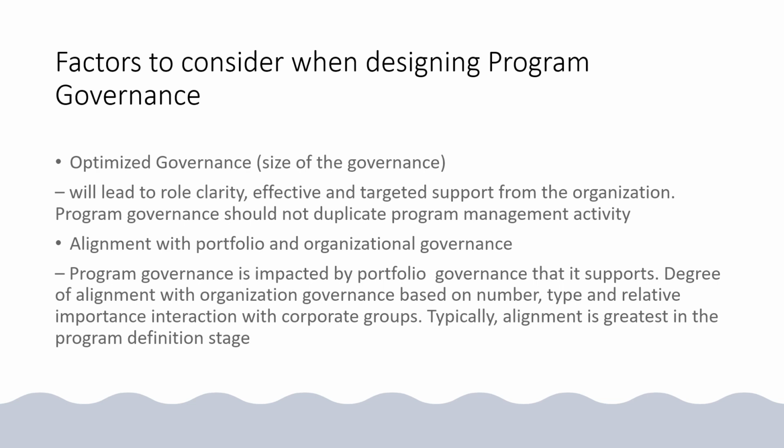The next one is the alignment of the portfolio and organizational governance, right? The program governance is impacted by the portfolio governance that it supports. The degree of alignment with the organization governance is based on the number and type of related interactions with the corporate groups, right? So typically alignment is greatest in the program definition stage, right? So you can design according to what kind of alignment and what kind of environment you need, and accordingly you can design your program governance.